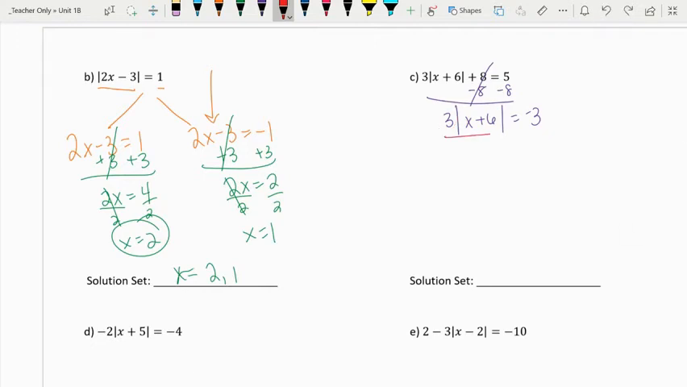So what we're going to do instead is divide by 3. And if we notice, the absolute value of x plus 6 equals negative 1. In this case, if you split it up into two equations, it might look a little confusing because it's already a negative, right? Remember, when the absolute value is totally by itself, it can't be a negative, okay? So that means that my answer is no solution.